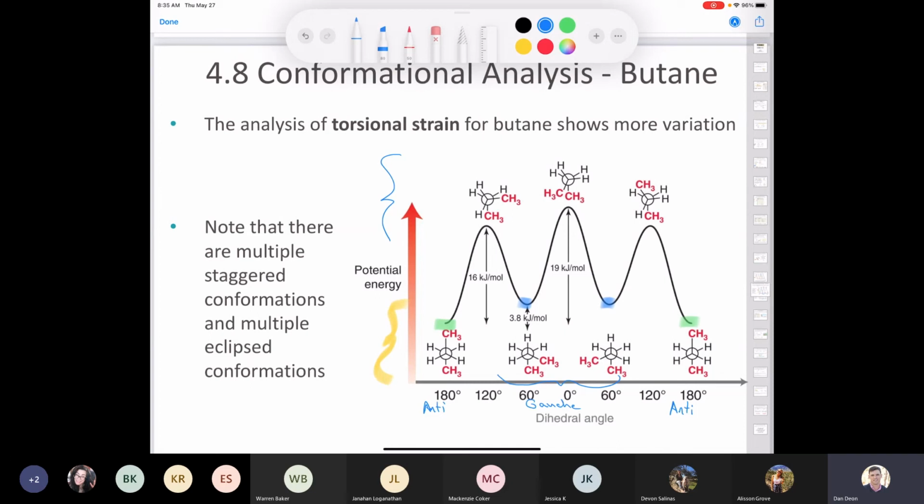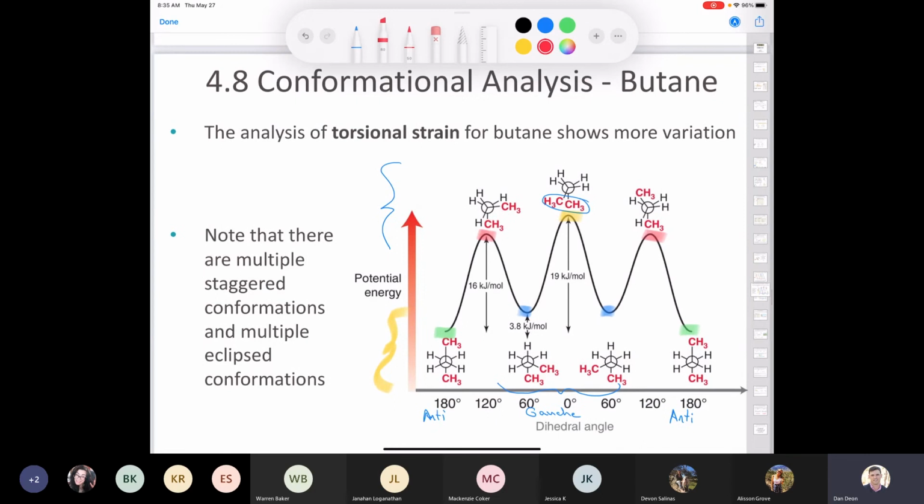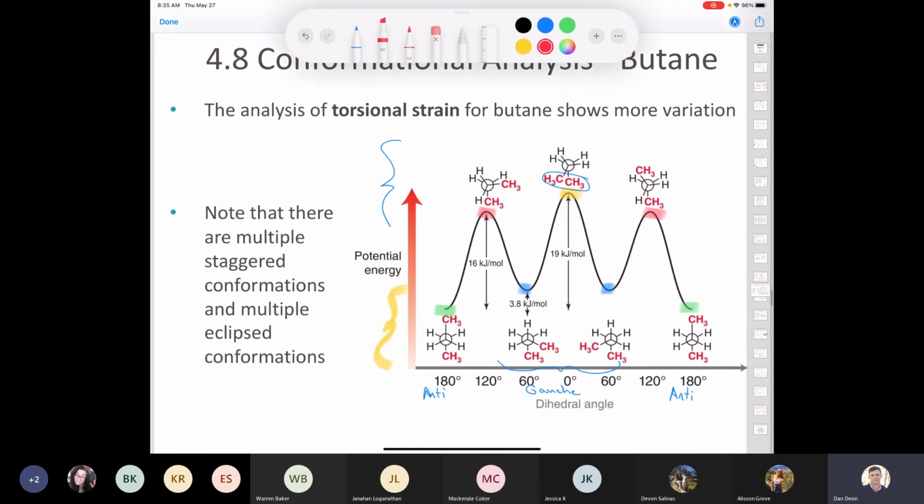But here there's two types. There's the ones where the methyl groups are being eclipsed with a hydrogen, and then there's one that's different where you have the two methyl groups eclipsing each other. And you see that that's higher in energy. I'll use the yellow highlighter. You see that this is higher in energy, and I'll use the red highlighter for these ones. It's higher in energy than these other eclipsed conformations. And again, there's an energy cost associated with those two methyl groups aligning.